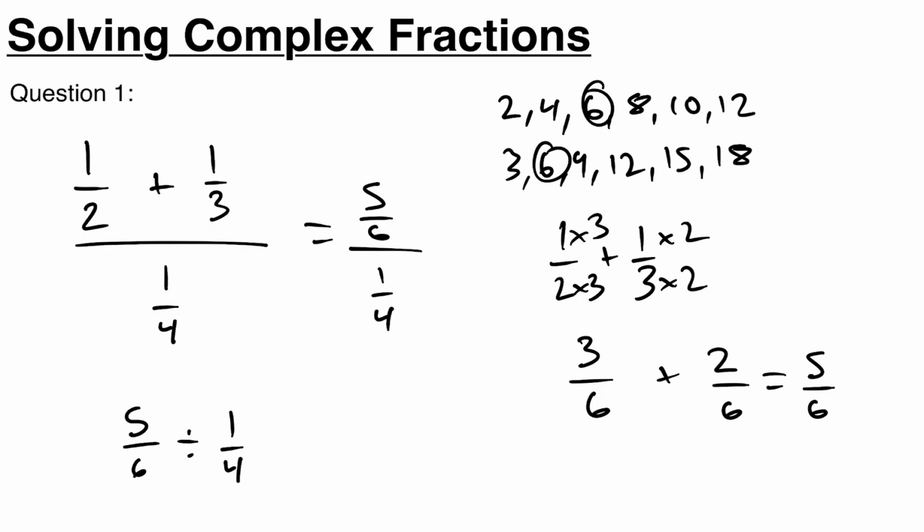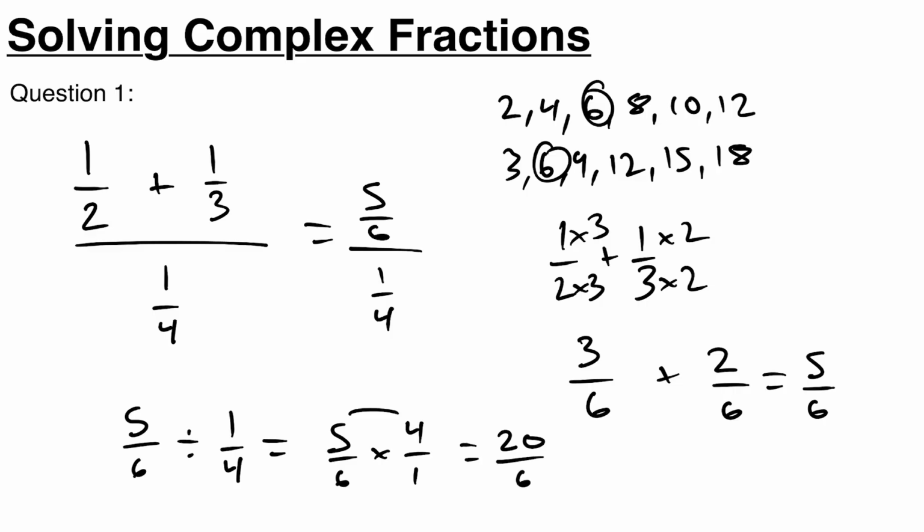And so now I want you to remember the keep, change, flip rule. We're going to keep the first fraction the same. It's going to stay as 5 over 6. We're going to change the division to multiplication, and then we're going to flip the second fraction to 4 over 1. And so now that it's multiplication, we can just multiply across. So 5 times 4 is equal to 20, and then 6 times 1 is equal to 6.